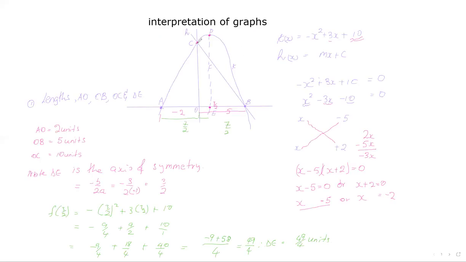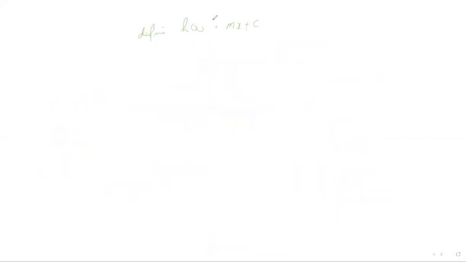The next question will be: we got the length of DE, the equation of h(x). That is defined as h(x) = mx + c. Now we know what c is, because c of the parabola is the same as c of a linear function. c is 10, by the way, so our battle is done, but we need to get the slope here.